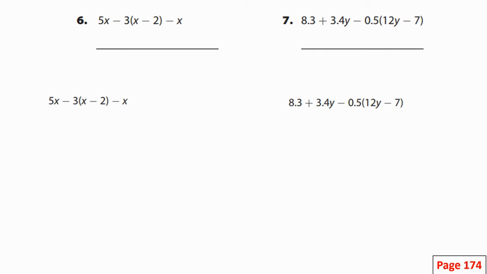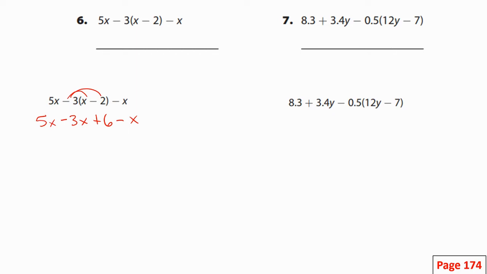All right, so I'm going to simplify each of these expressions. And the first thing I'm going to do is look here, and I have to distribute the negative 3. I see that negative 3 is being multiplied by everything inside the parentheses. Better do that. So negative 3 times x, that's negative 3x. And negative 3 times negative 2 is positive 6. I'll write down the minus x and the 5x.